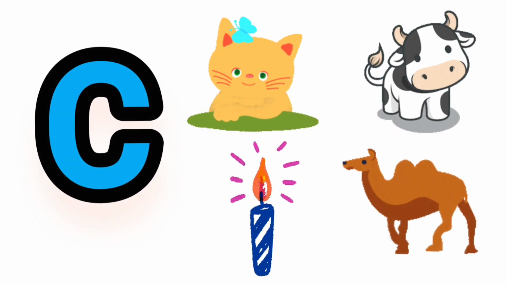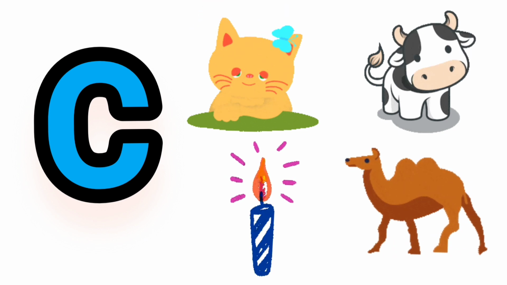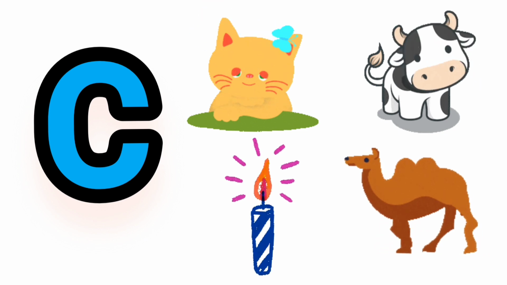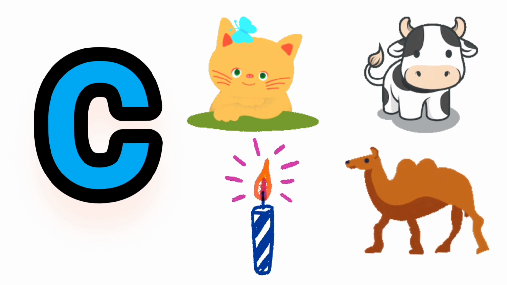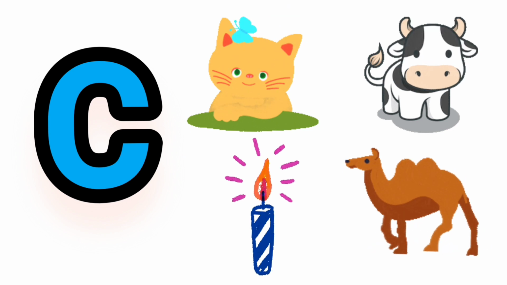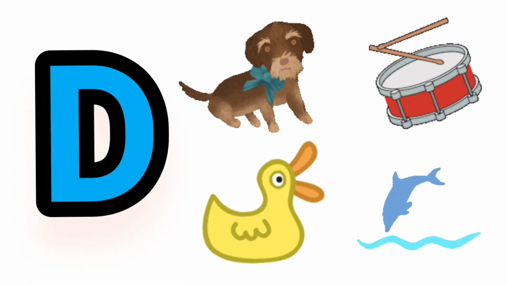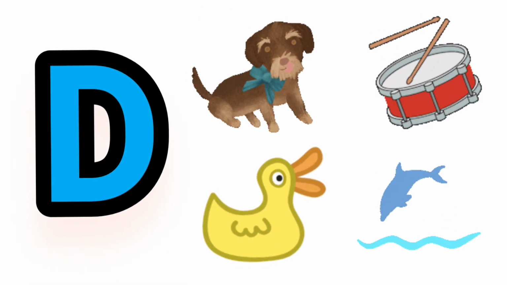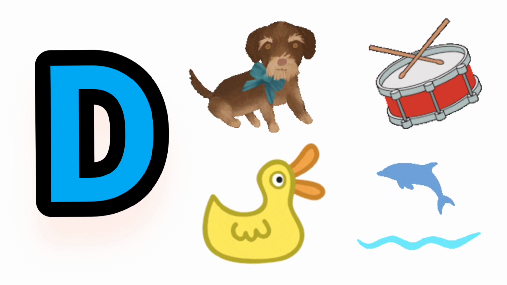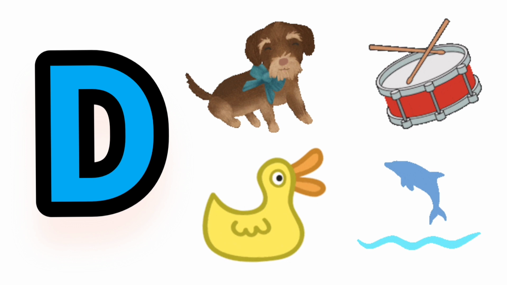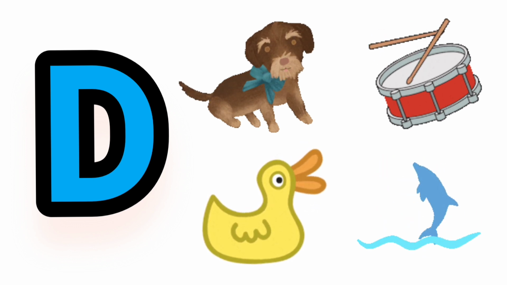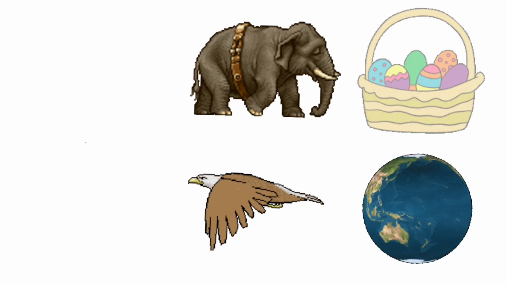C for cat. C for cow. C for candle. And C is for camel. D for dog. D for drum. D is for quack quack duck. And D is for dolphins.